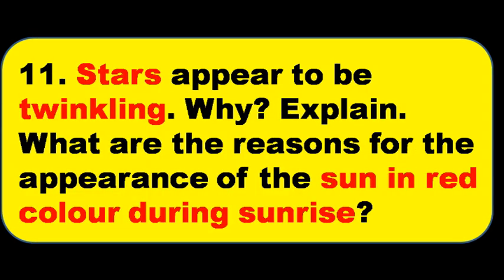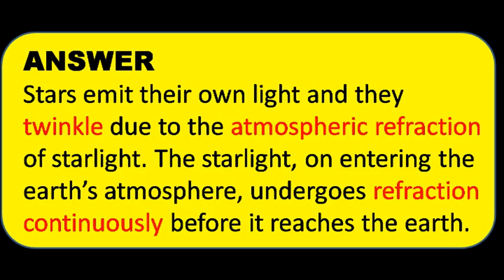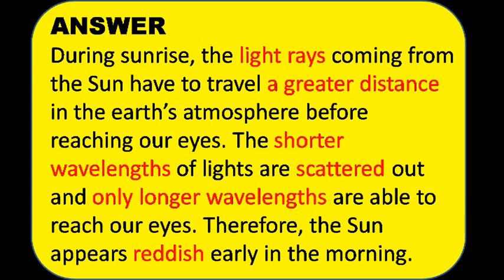Star appears to be twinkling. Why? Explain. What are the reasons for the appearance of the sun in red color during sunrise? Stars emit their own light and they twinkle due to the atmospheric refraction of starlight. The starlight on entering the Earth's atmosphere undergoes refraction continuously before it reaches the Earth. During sunrise, the light rays coming from the sun have to travel a greater distance in the Earth's atmosphere before reaching our eyes. The shorter wavelengths of light are scattered out and only longer wavelengths are able to reach our eyes. Therefore, the sun appears reddish early in the morning.